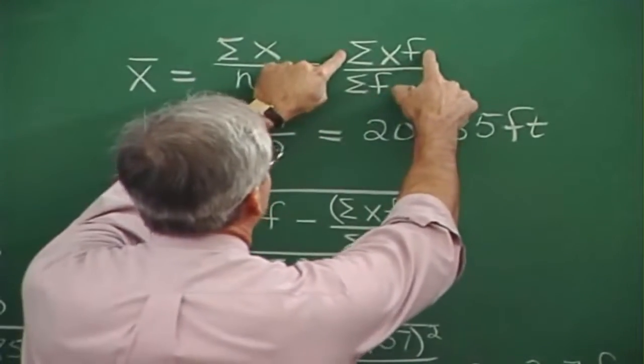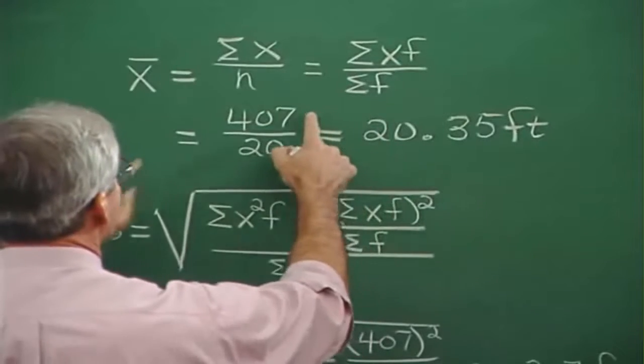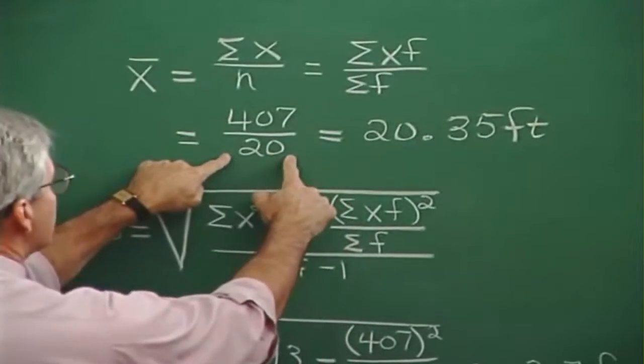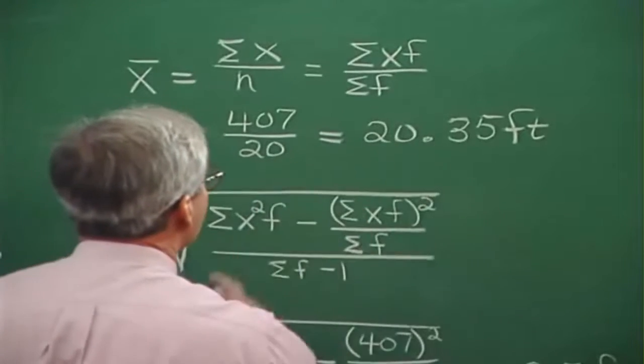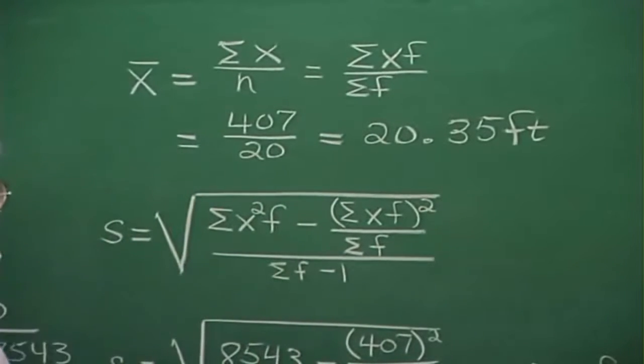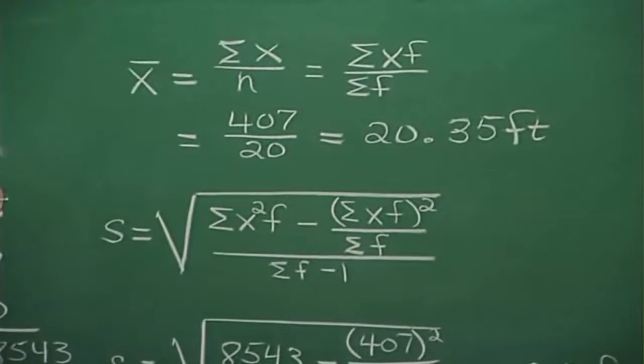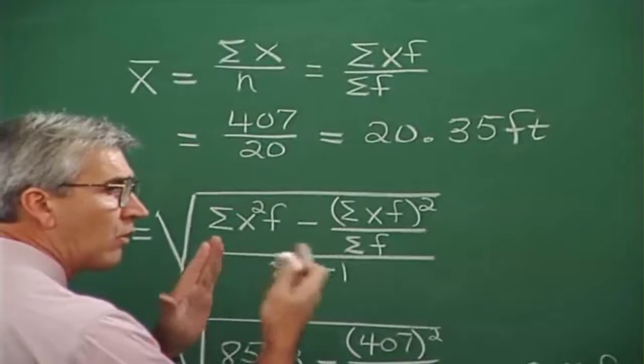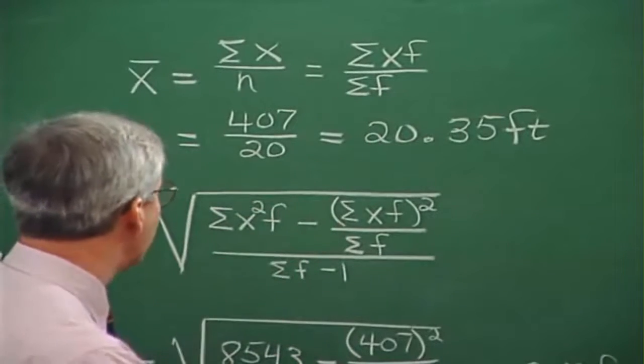The sum of the xf's, we just look at the bottom of the column there, it's 407. The sum of the frequencies was 20. There were 20 wells, you see. And then dividing, we find that the mean is 20 and 35/100 feet. So the mean depth for these wells is 20.35 feet.